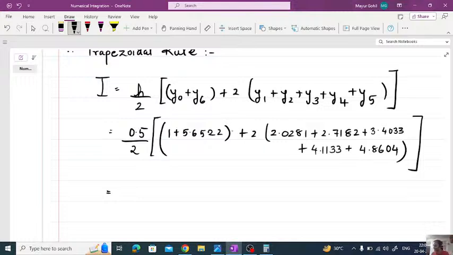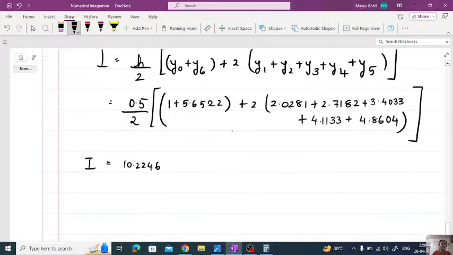Final answer is 10 point, in the addition. 10.22. Everybody check. 10.2246. Okay, fine. So on addition you will get 10.22466. Okay, that's what you are getting. This is the final answer using the trapezoidal rule.